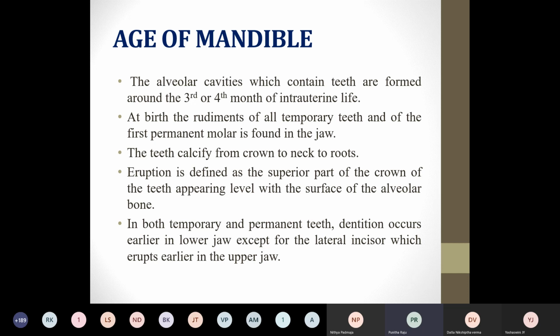In both temporary and permanent teeth, dentition occurs earlier in the lower jaw. Normally the eruption is earlier in the lower jaw except for the lateral incisor. For any lateral incisor, the eruption is first in the upper jaw and later in the lower jaw. For all the other teeth, the eruption is earlier in the lower jaw followed by the upper jaw. The one exception is the lateral incisor, which erupts first in the upper and later in the lower jaw.